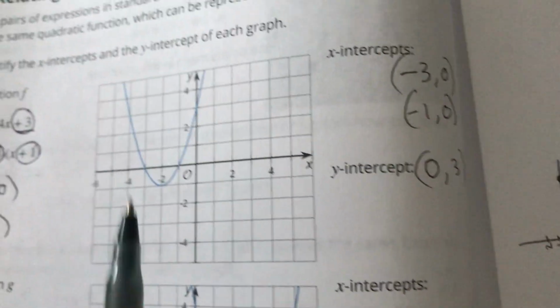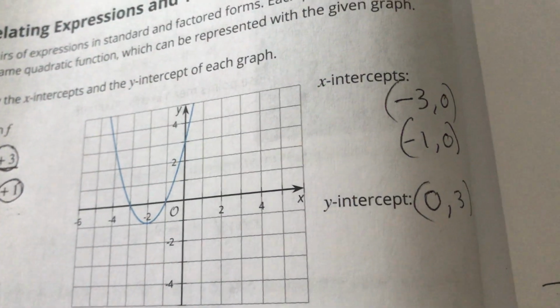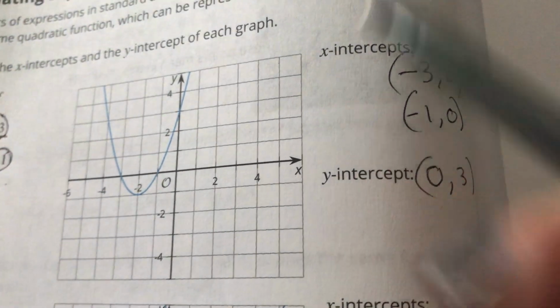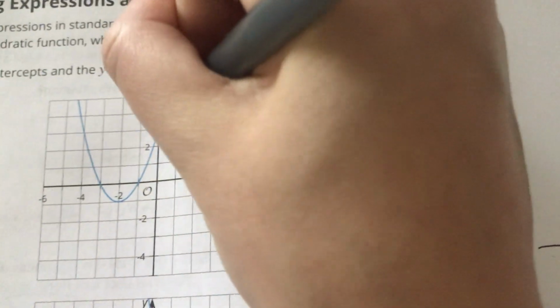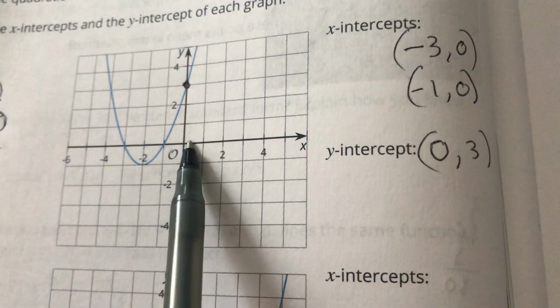Now, this kind of problem allows us to check our work and make sure we really did it right because it gives us the graph. So here I have a y-intercept at 0, 3. Let's make sure, do I really have a y-intercept at 0, 3? Yes, I do, because I can see that the graph of this function really does cross that y-axis at 0, 3.